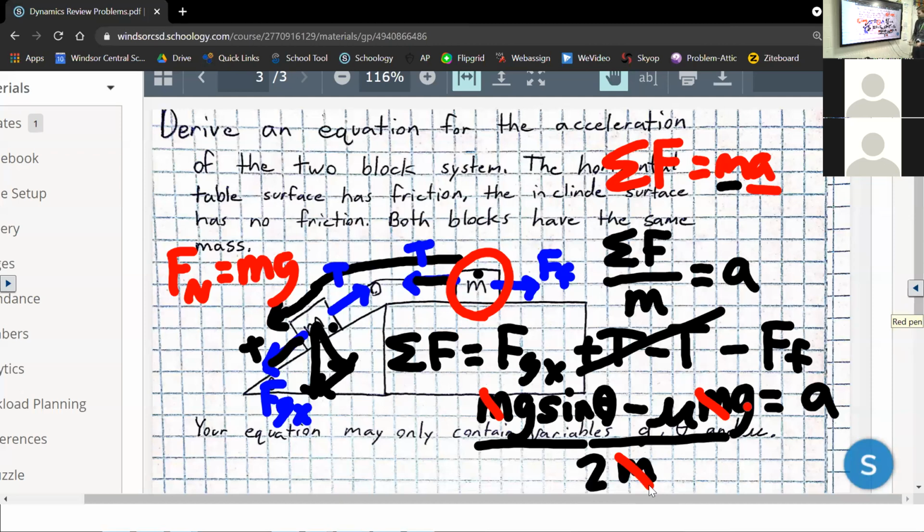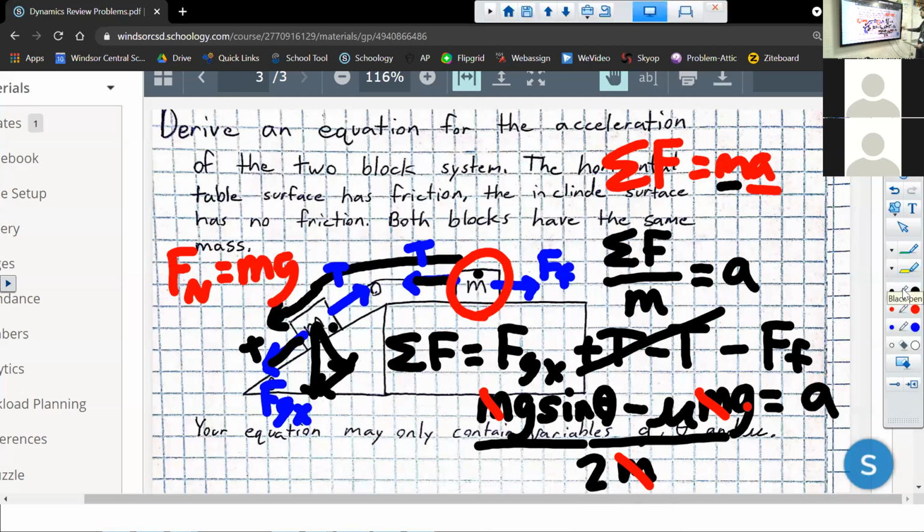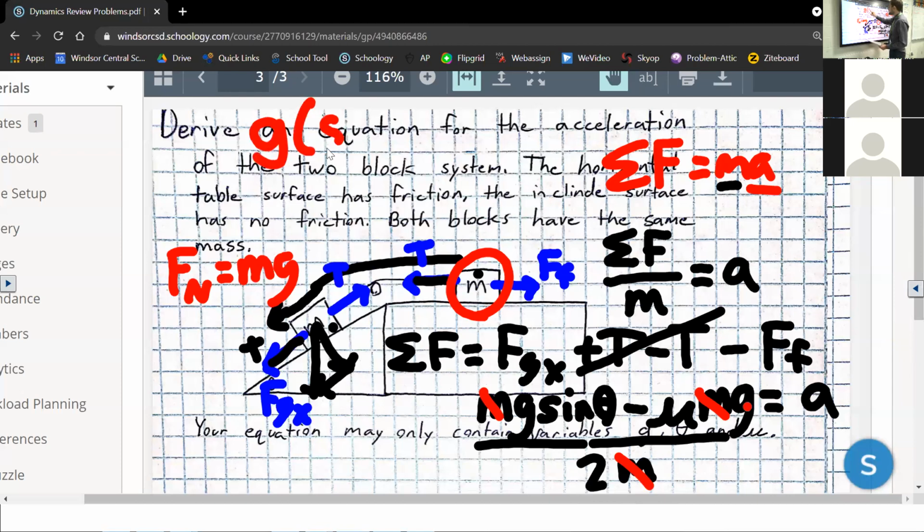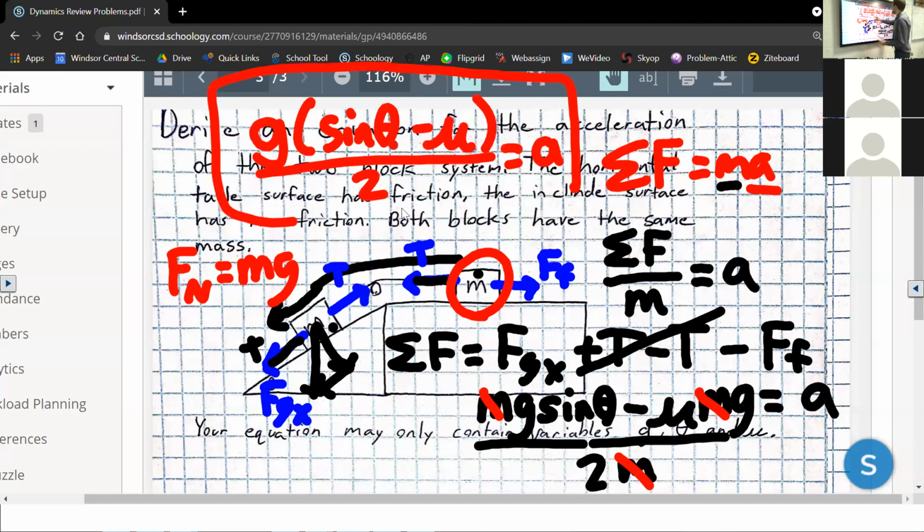So just making sure this is sine of theta. Yes, so it should be g sine of theta minus mu times g over 2, which I like to write all nice and pretty: g times sine of theta minus mu over 2. That's equal to my acceleration. Okay. Any questions for me?